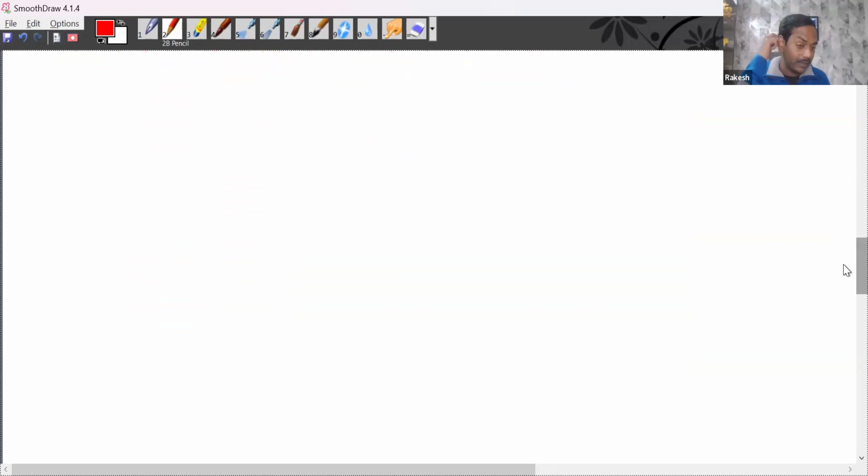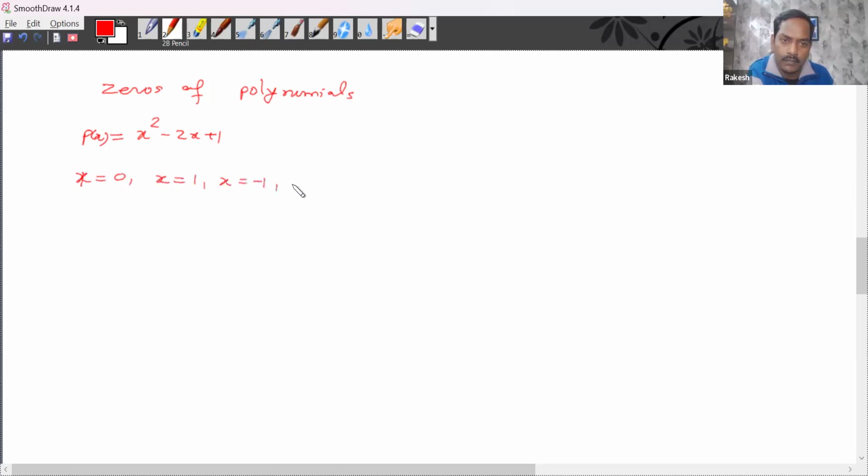Now, the most important thing is zeros of a polynomial. This is very, very important. What are zeros of a polynomial? I'm writing a polynomial, say x square minus 2x plus 1. This is one of the polynomials. Let us denote it by p of x, right? I want the value of this polynomial when x is equal to 0, when x is equal to 1, when x is equal to minus 1, when x is equal to 2. I want the value of the polynomial.